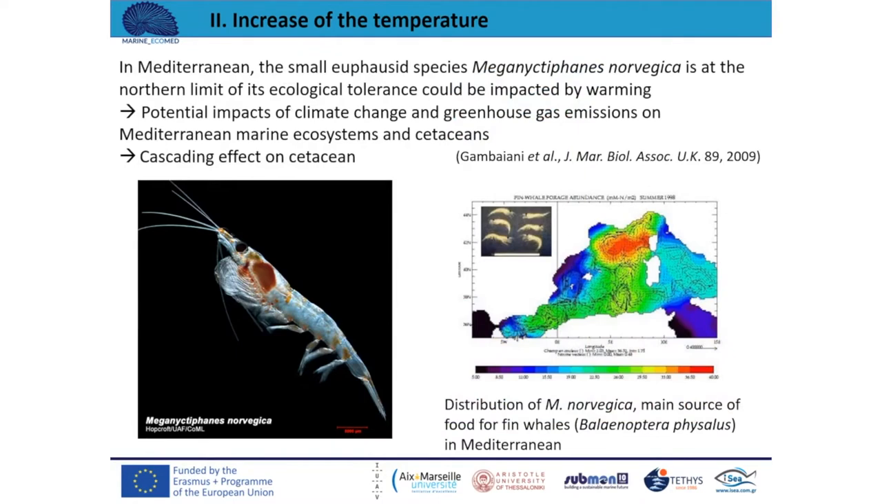Another example of change in distribution is the small euphausiid Meganyctiphanes norvegica. This species is at the northern limit of its ecological tolerance and could be impacted by warming. It is the main source of food for fin whales. So, if it decreases, it could have an impact on cetaceans by cascading effects.